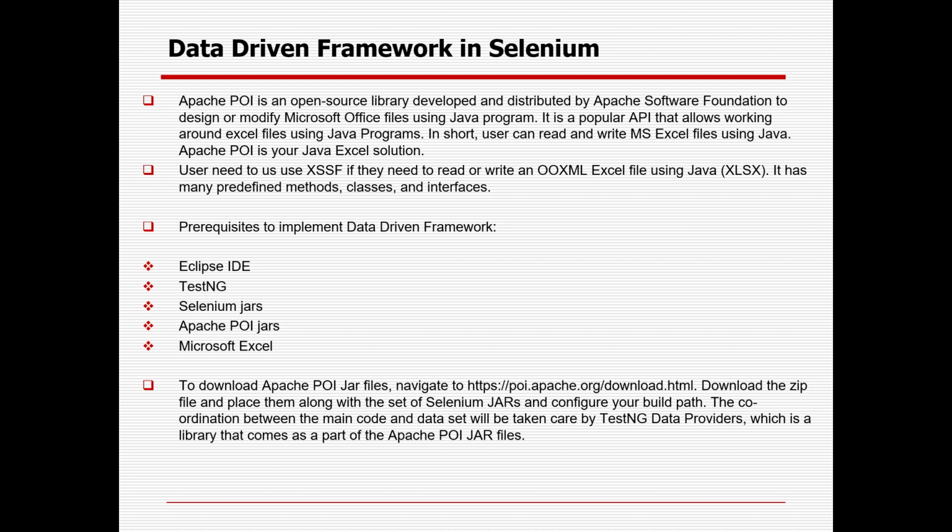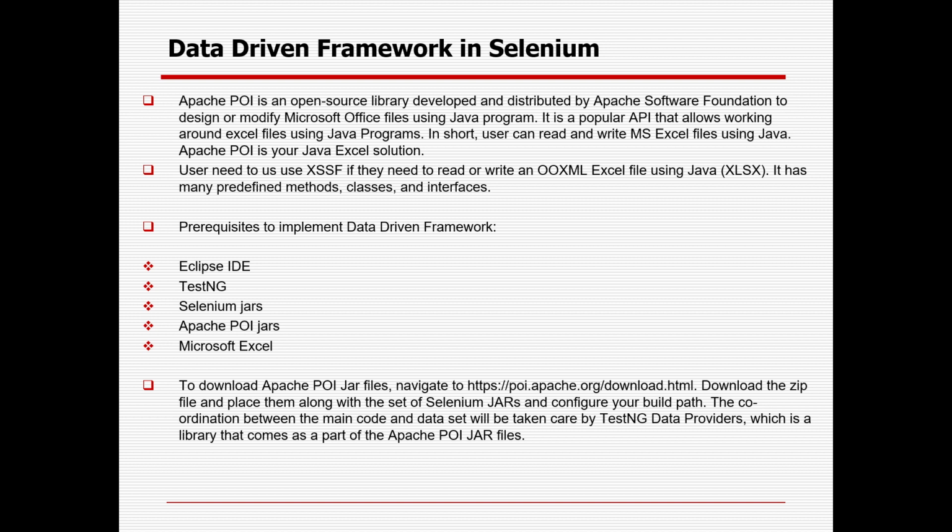Apache POI is required to read and write the data from the Excel sheet. Apache POI is an open source library developed and distributed by the Apache Software Foundation to design or modify Microsoft Office files using a Java program. It is a popular API which allows working with Excel files using a Java program. In short, a user can read and write MS Excel files with the help of Java. There are a lot of classes available with many methods to interact with the Excel sheet.